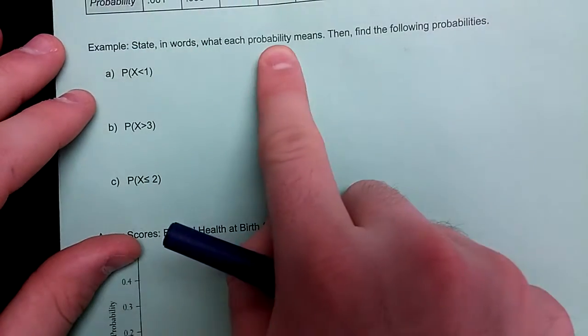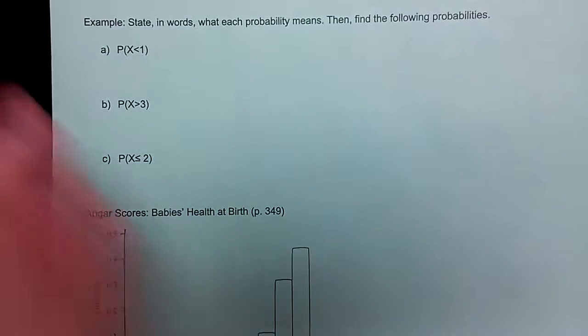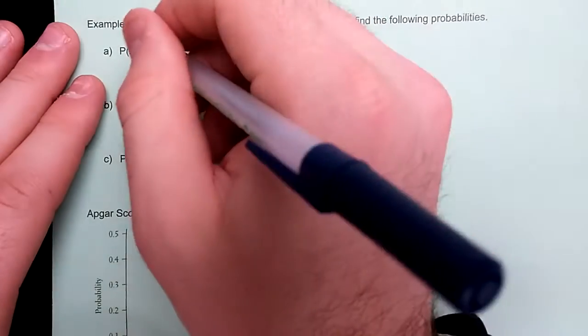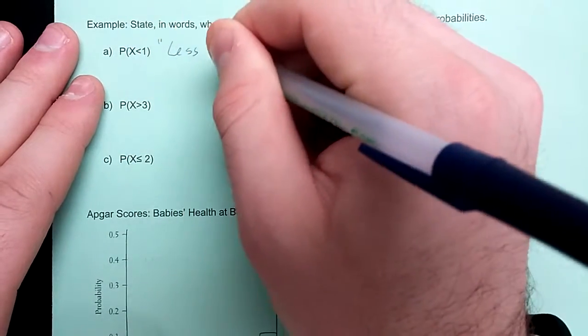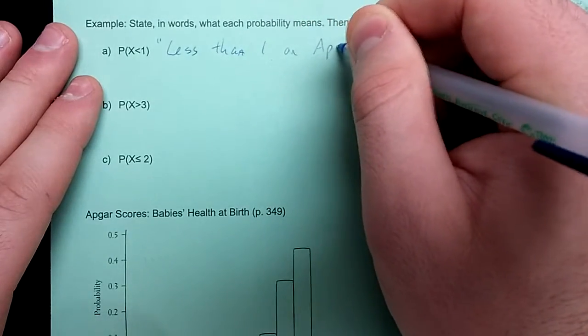Examples here: state in words what each probability means, then find the following probabilities. So this is just a way of making sure you understand the context of the problem and restating it when you see something like this. P of X is less than 1. Essentially just means less than 1 on the APGAR test.